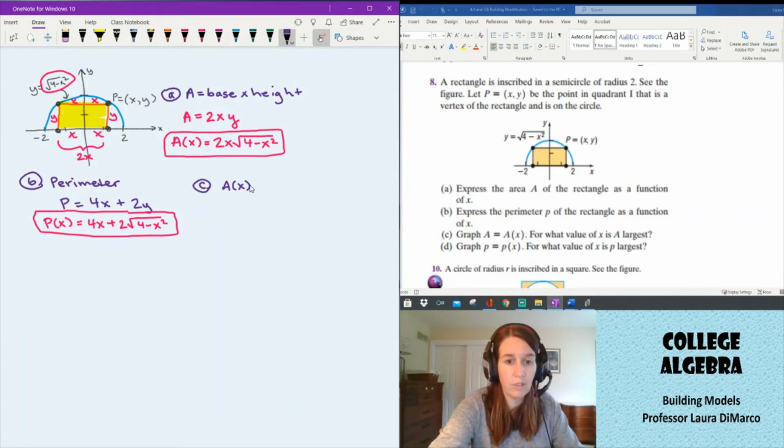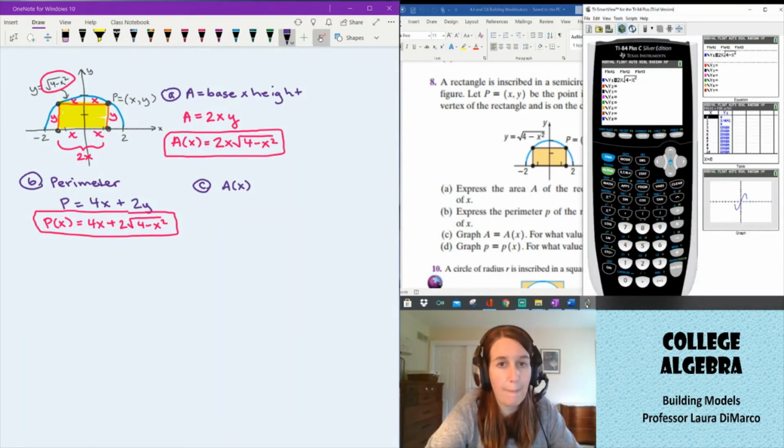We definitely don't have to graph this kind of thing by hand, promise. Okay, so remember that you go to y equals right here, and then you type in the equation 2, then x. Remember, x is right up here. It has a lot of letters on it, x, t, theta, n.